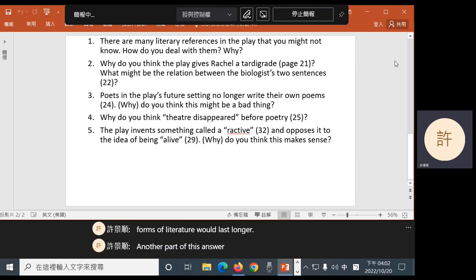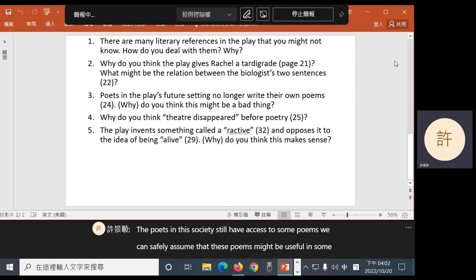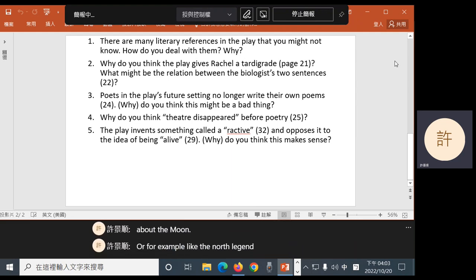Another part of this answer, according to group three, is that this society only cares about things that it can use. Group two mentioned the creativity in the design of games and technology. So if the poets in this society still have access to some poems, we can safely assume that these poems might be useful in some way. And group three says that maybe the use of this poetry is in preserving information. So for example, when Rachel asks Sandor about the moon, Sandor can rattle off a few poems to describe how people used to think about the moon. Or for example, the Norse legend about the moon being eaten by a wolf. We can look at these works of literature as a kind of history.